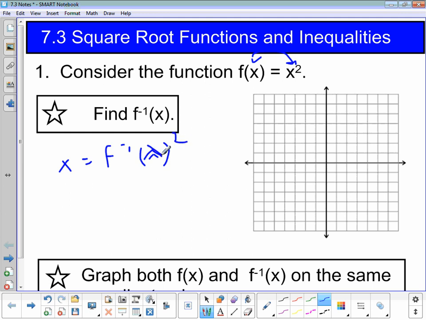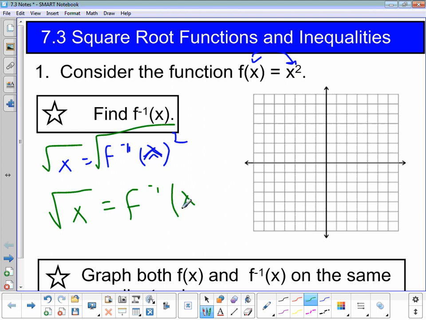Sorry, my pen is not really working out here. So I have the inverse of x squared. Now, we also know that we need to solve for that. So in order to solve for the inverse of x squared, I need to take the square root. But remember, whatever I do to the right, I have to do to the left. So I end up with the square root of x equaling the inverse of x.